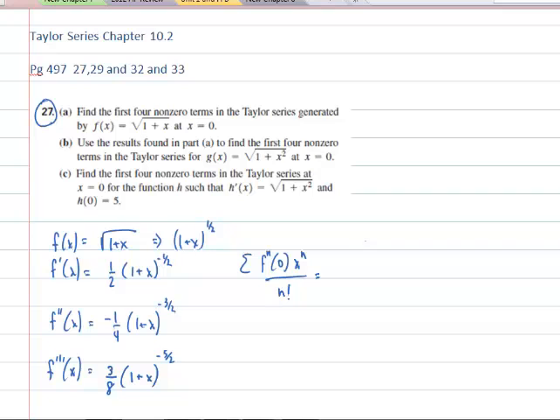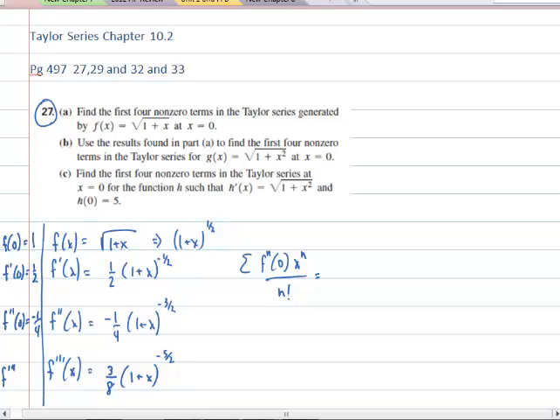The first term would be, oh, well, let me do this first. f of 0 is equal to 1. The derivative at 0 is equal to 1/2. The second derivative at 0 is equal to negative 1/4. And the third derivative at 0 is equal to 3/8. So I'm going to use those as the f term.